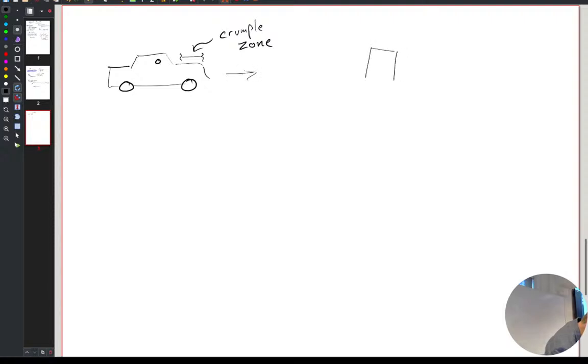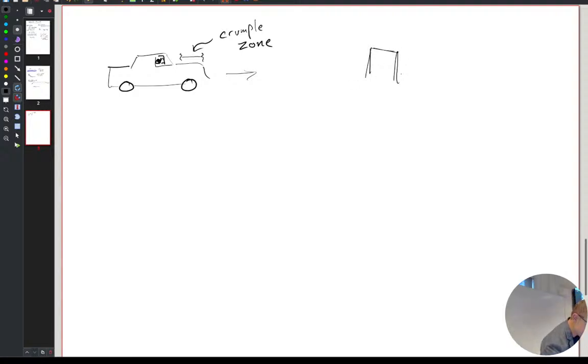And these are crash test dummies in here. But as a car for safety, there's a section of the car that's designed to crumple and absorb energy. The more you crumple it, the more force it takes to crumple. So it is kind of like a spring.